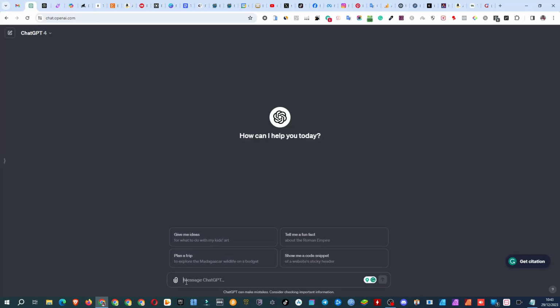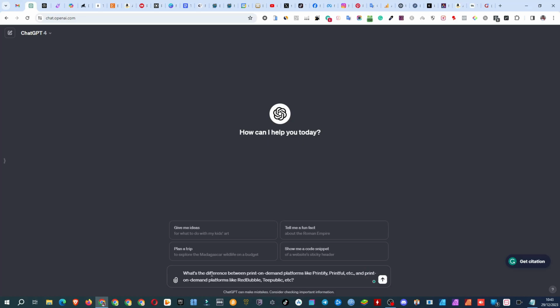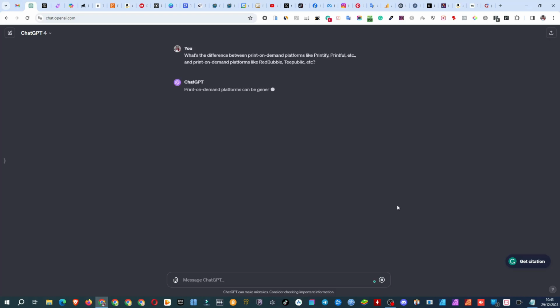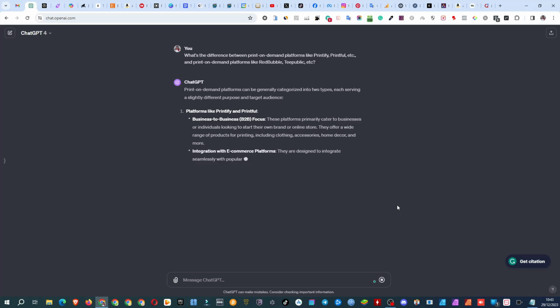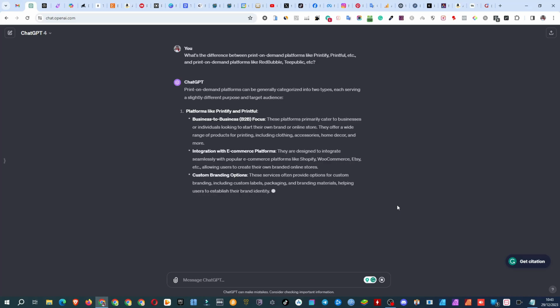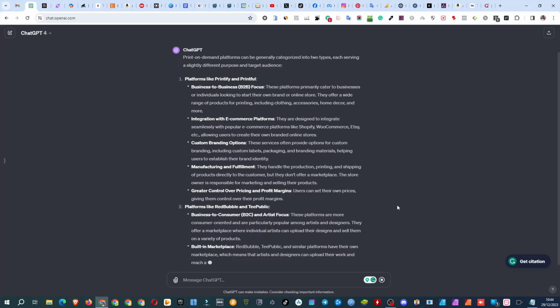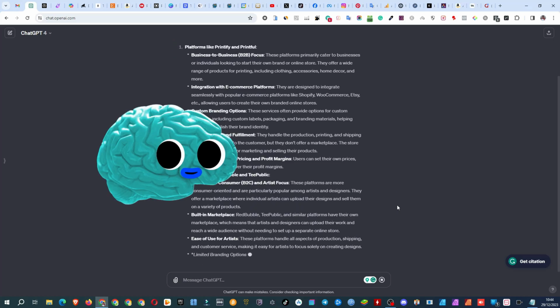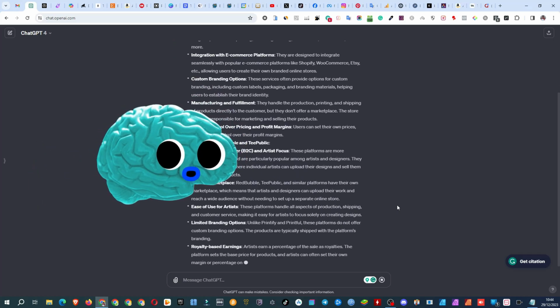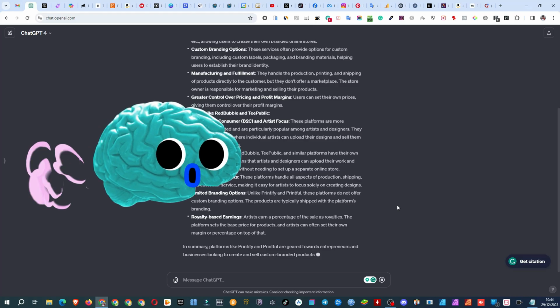ChatGPT, in turn, clearly drew a line between business-to-business (B2B) focus and business-to-consumer (B2C) and artist focus for these two print-on-demand models. This demonstrates that Perplexity only uses the data it can find online, and if there's nothing substantial in the top search positions, then the information you get will be unhelpful. But ChatGPT utilizes its extensive knowledge base and, through analysis, can provide the truthful information you're seeking.